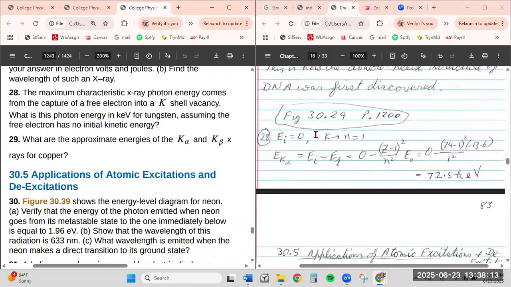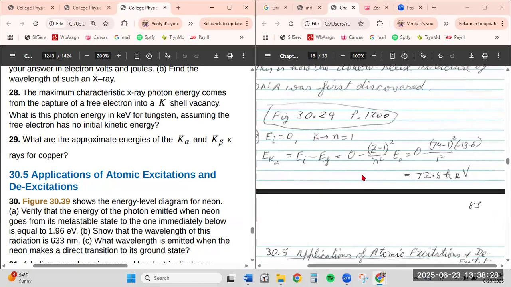So the initial energy is 0. The K shell corresponds to n equals 1, the ground state, which means the transition is from an excited state to the ground state. E K alpha, so that would be from n equals 2 to n equals 1, is the difference of energies. And if the initial energy is 0, for the final energy, we need to replace Z by Z minus 1 in the equation for energy, because this is the K alpha that we are talking about.